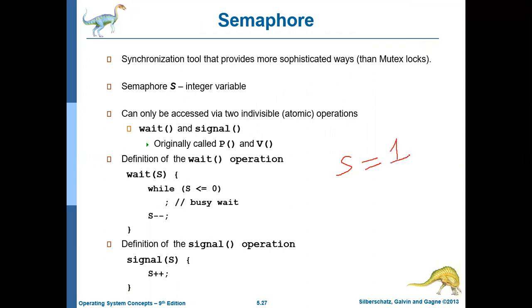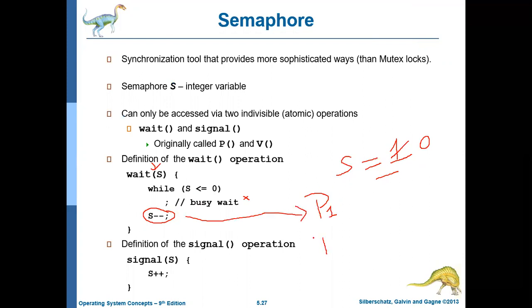Now say a particular process P1 wants this particular resource. It can be any resource, it may be a printer or a joystick or any resource. This process comes and checks whether the resource is available or not. It calls wait of S: while S is less than or equal to 0. S is not less than or equal to 0, so it won't get into busy wait. Rather, it will decrement S. So now S is no more 1, S becomes 0. After decrementing S, this process will enter the critical section, that is, it will start using the resource.